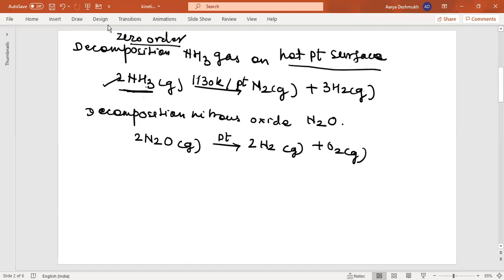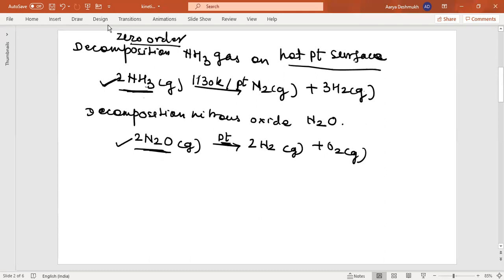So all active sites on the surface of platinum here get completely covered by a layer of these N2O molecules. But compared to the total number of N2O molecules in the gas phase, the number which are attached to this platinum surface is very small. So only molecules on the surface can react, means those which come in contact with the platinum surface can react. So the rate of reaction is independent of the total concentration of this N2O, and it remains constant. And therefore it also follows the zero order kinetics. So whatever is happening with this reaction, the same is true for this one also.